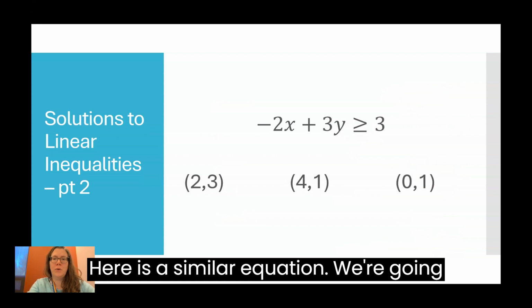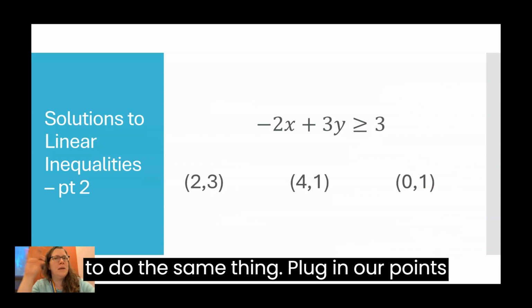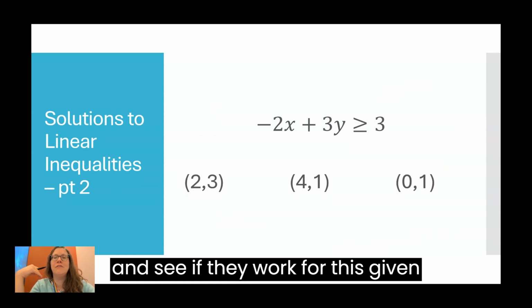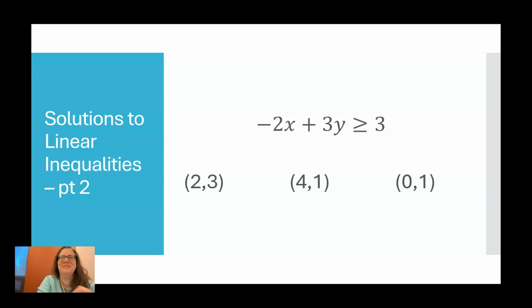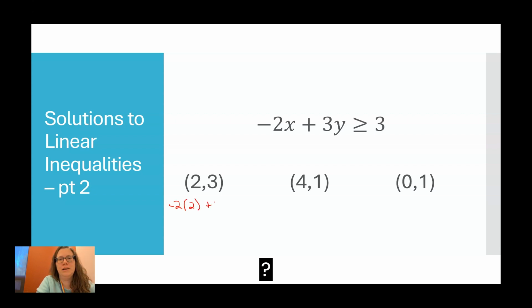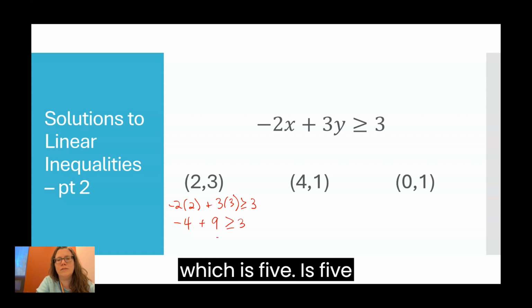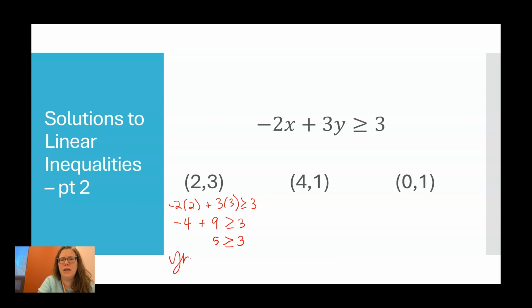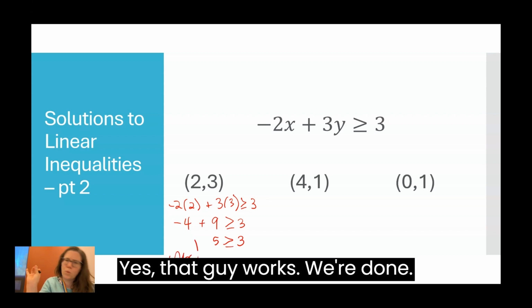Here's a similar inequality. We're going to do the same thing, plug in our points, and see if they work for this given inequality, not equation. So -2 times 2 plus 3 times 3, is that greater than or equal to 3? This turns into -4 plus 9, which is 5. Is 5 greater than 3? Yes, that one works. We're done.